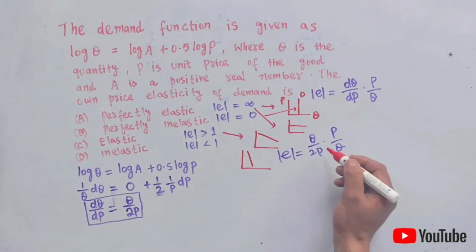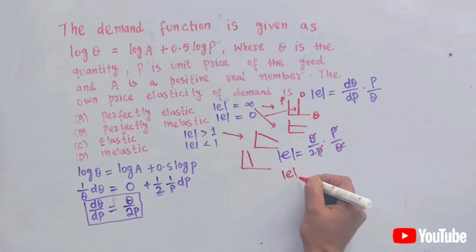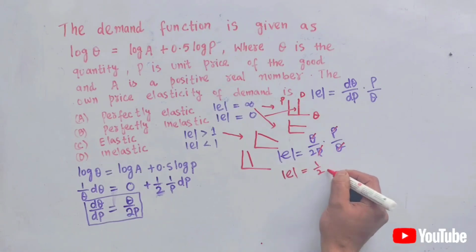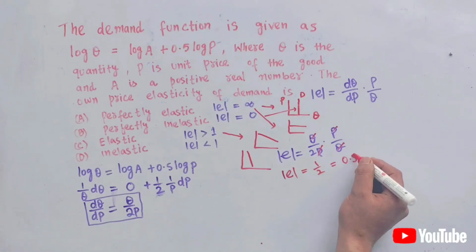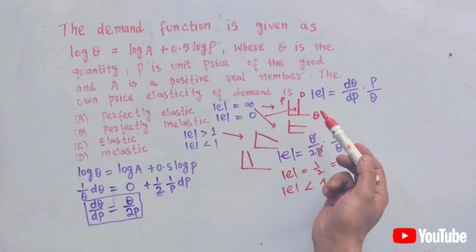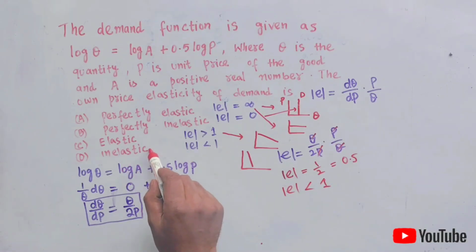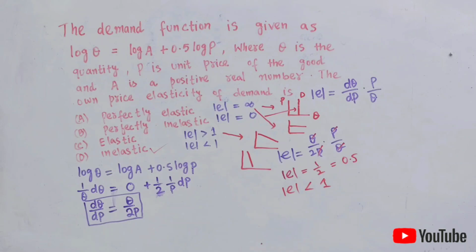Okay, here p and p get cancelled, q and q get cancelled, so absolute value of price elasticity of demand is 1 upon 2, which is equal to 0.5. So elasticity of demand is less than 1, that means the own price elasticity of demand in this case, so E is less than 1, so it will be inelastic in this case.